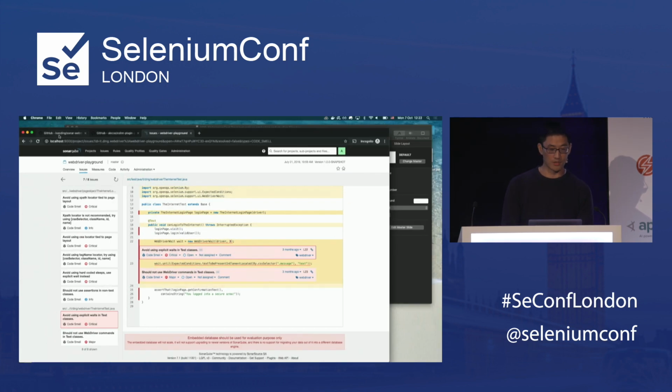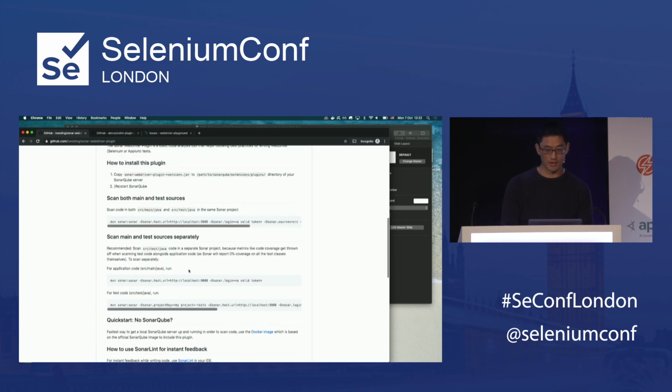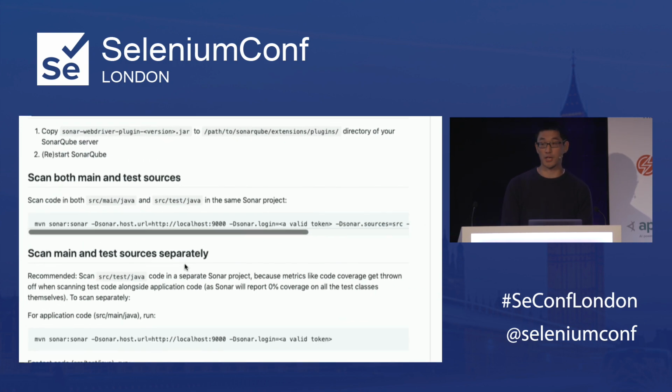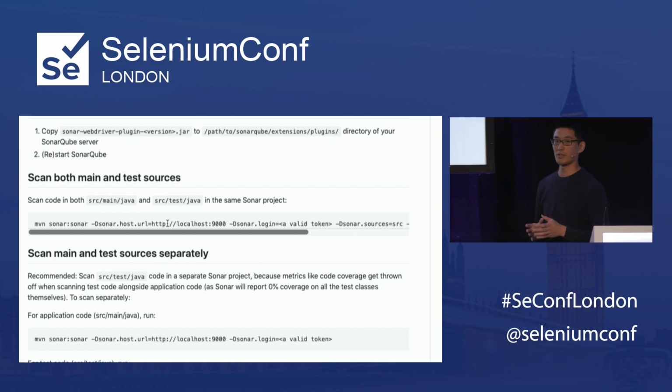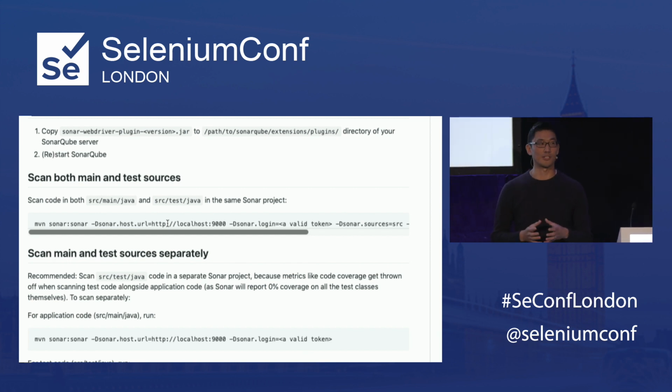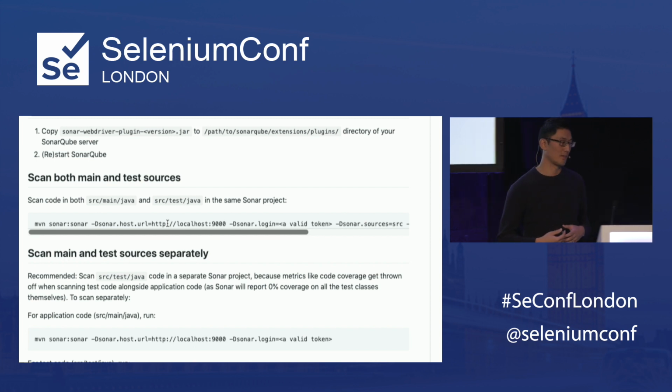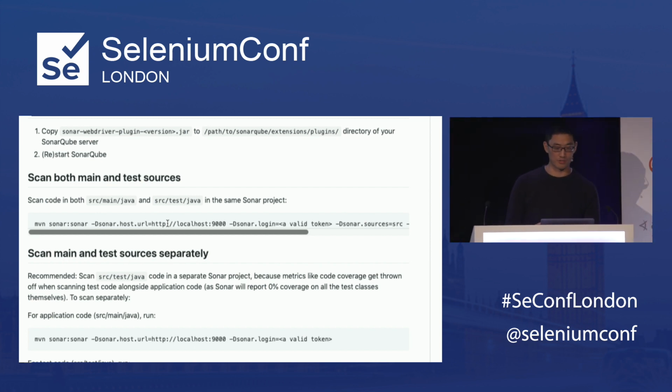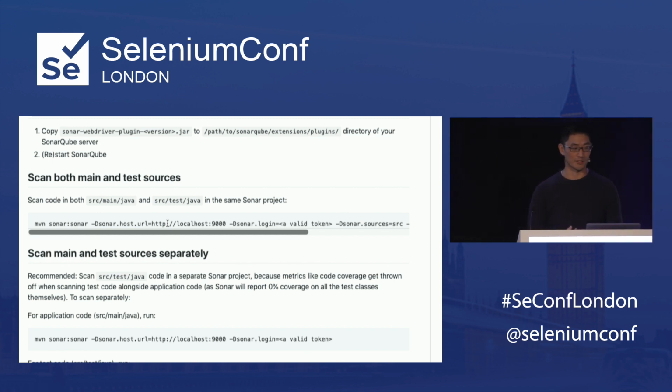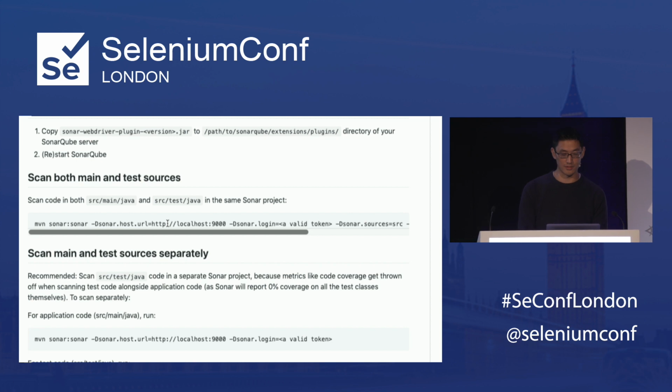On my GitHub page of the plugin, I explained how to scan main and test sources at the same time or separately. It's recommended to scan them separately, because if you scan them together, the test sources are actually seen as application code, which should have test coverage, right? So I recommend to scan it separately, but if you just want to check everything in your project quickly, you can scan them both, just like I did here.